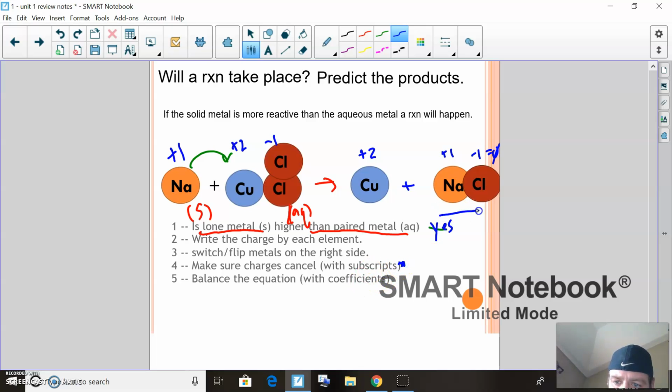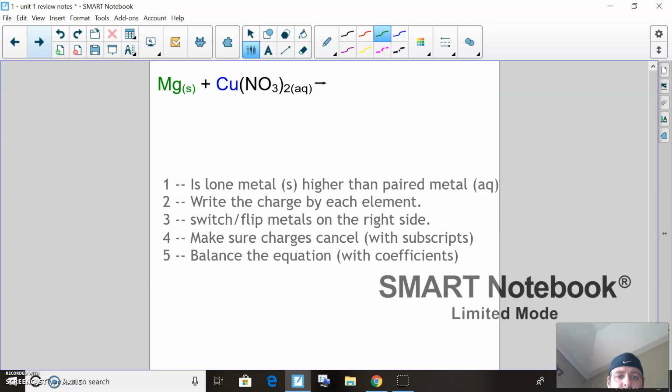Make sure the charges balance with subscripts. And the last thing is balance with coefficients, the big numbers. So I got 1 and 1, 1 and 1, and 2 and 1. So then I need a 2 there, and then I would need a 2 over there. So that 5-step process is the gist. I'll do another one here.